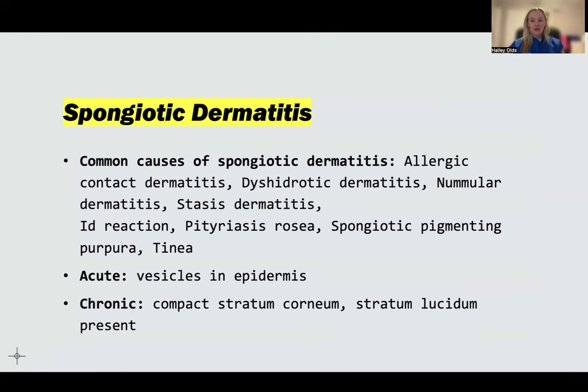If this was more of an acute, you would probably see more like vesicles in the epidermis. So that's like, they got poison ivy yesterday. And then chronic is more of like that lichen simplex chronicus from just years of rubbing and eczema there. So that, you see, it kind of looks like palms and soles in that case. You get the really compact stratum corneum, and sometimes you see a stratum lucidum.